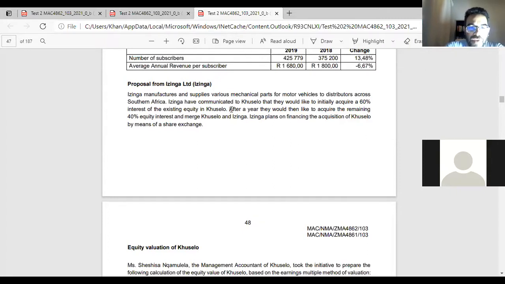If I just divert a bit over here, a year later they want to acquire another 40% interest. The same scenario can be taken and spun into test three, they can spin it into FACT two, FACT four. So when we come to FACT two, FACT four next semester, you will deal with change in shareholding. This is a typical example where you acquire a certain percentage of a company, and later on you acquire a further percentage. So something of this will take place in test three when we deal with change in shareholding under FACT two, FACT four.